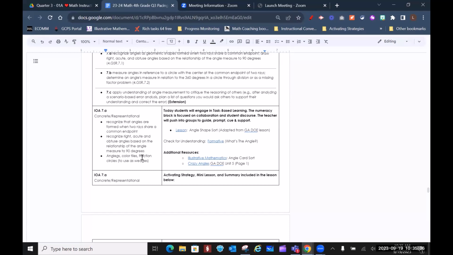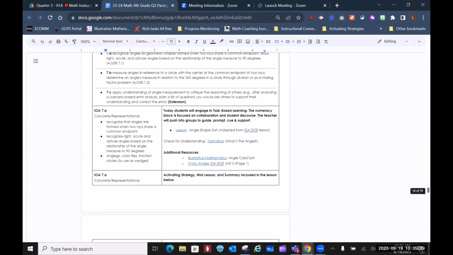And you can see the manipulatives suggested: anglegs, color tiles, fraction circles. And these fraction circles are really nice to use as wedges. We won't really be using the fraction part of them, just the wedge part. You can also see that it starts out with a task-based learning day here. So that's how we're starting.